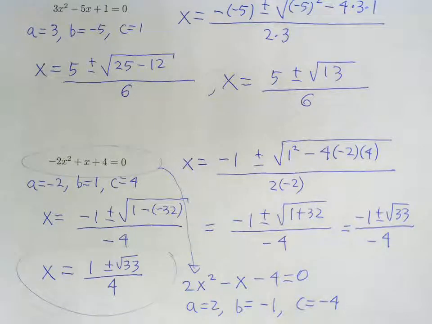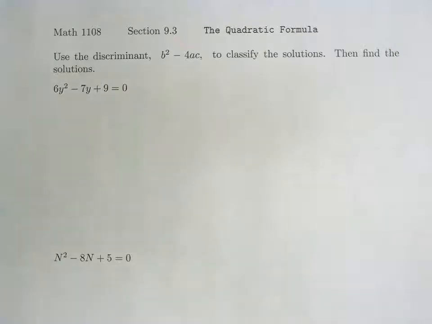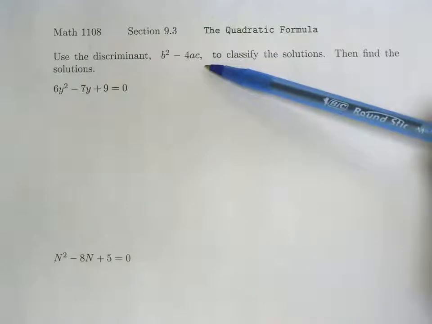Okay, we'll look at a couple more examples. In these examples, we're first going to find the discriminant, b squared minus 4ac, and then classify the solutions. Remember, the discriminant is the number that's inside the square root. So if the discriminant is positive, the quadratic equation has two different real valued solutions. If the discriminant is negative, it has two different non-real solutions. And if the discriminant is 0, the quadratic equation has one repeated real valued solution.